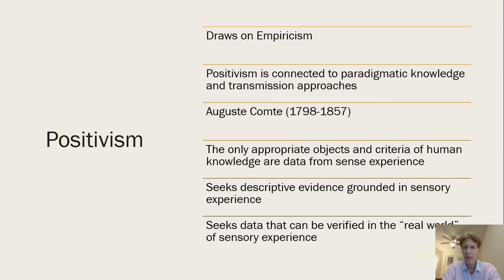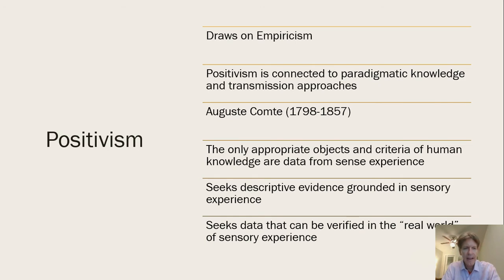Positivism is connected when you hear talk of paradigmatic or declaratory knowledge and transmission approaches. This is very much connected to positivism. Auguste Comte is a philosopher very much connected with the origins of positivist trains of thought. For Comte and the positivist school of thought, the only appropriate objects and criteria for human knowledge are data and sense experience. So a positivist would seek to describe evidence in terms of sensory experience, and they would seek data that can be verified in the real world through sense experience.